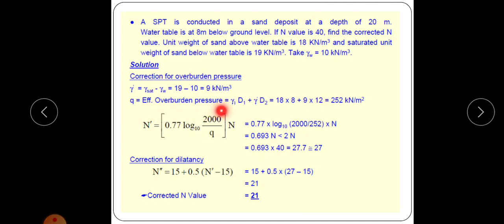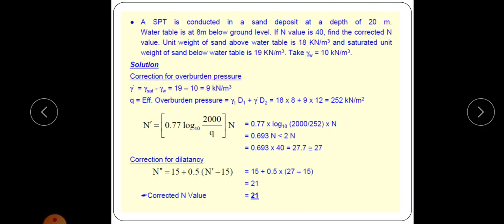So altogether there is change in effective overburden pressure. So the equation for two layers: for 8 meter it is given as 18 kN per meter cube, and for 12 meter, that is below the water table, since it is submerged one, it is submerged unit weight 9. So effective overburden pressure is 252 kN per meter square. So first correction is correction for overburden pressure.